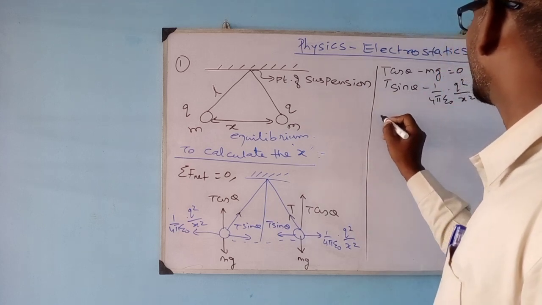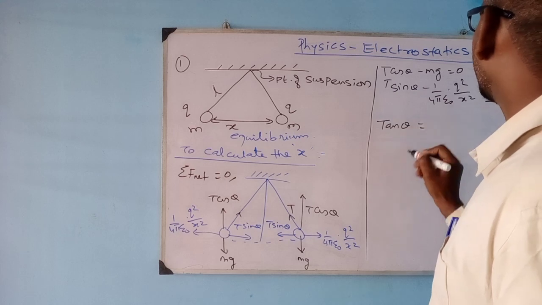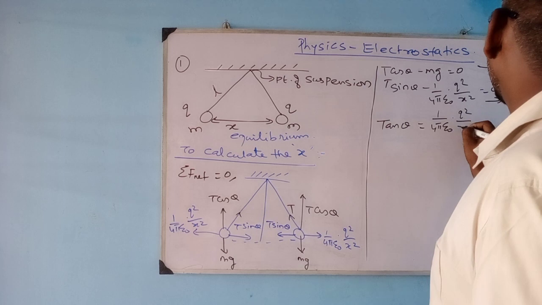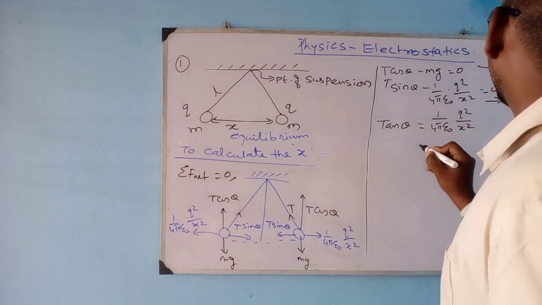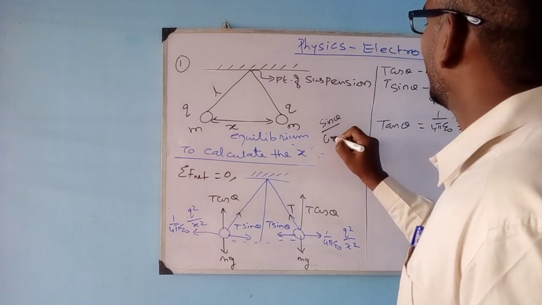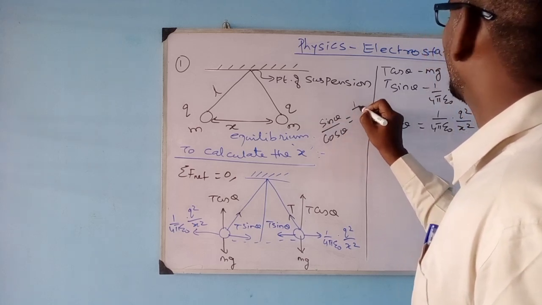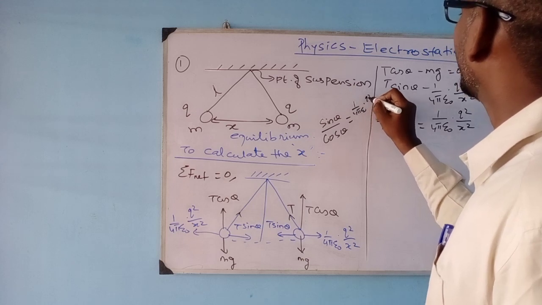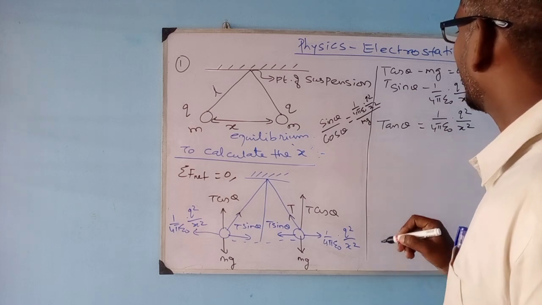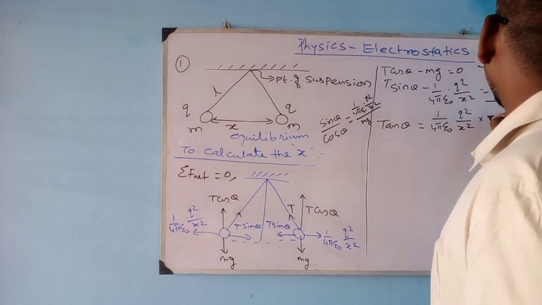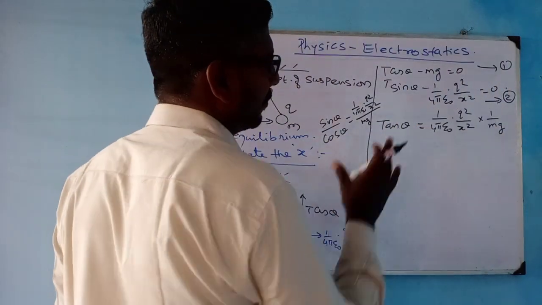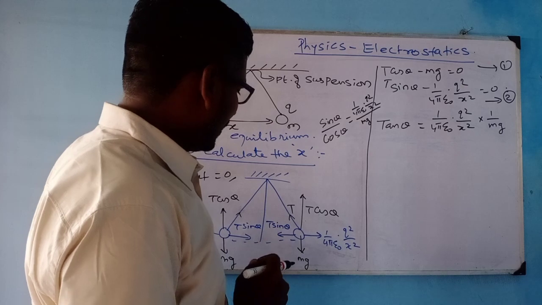When I divide equation 2 by equation 1, I get T sin theta by T cos theta, which is tan theta, and this is equal to 1 by 4 pi epsilon naught q square divided by x square, divided by mg. So the mg goes to the denominator, giving 1 by mg. I am getting tan theta equal to this much of value, and there is a condition given.